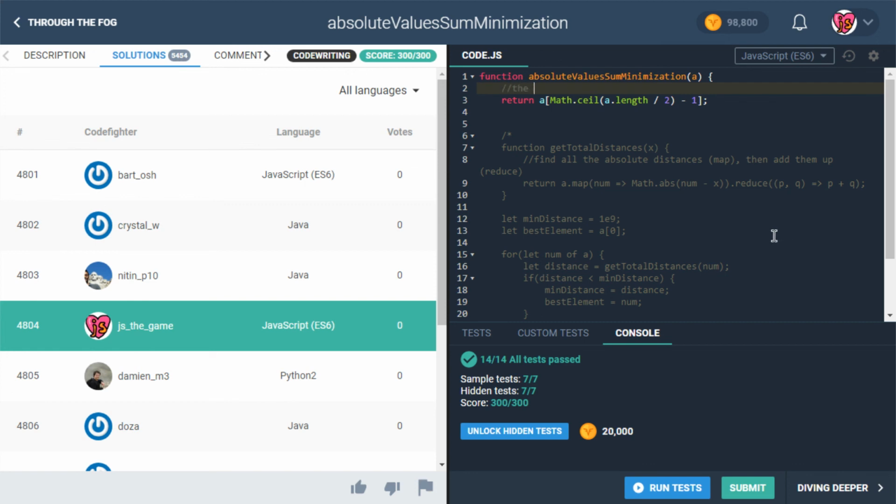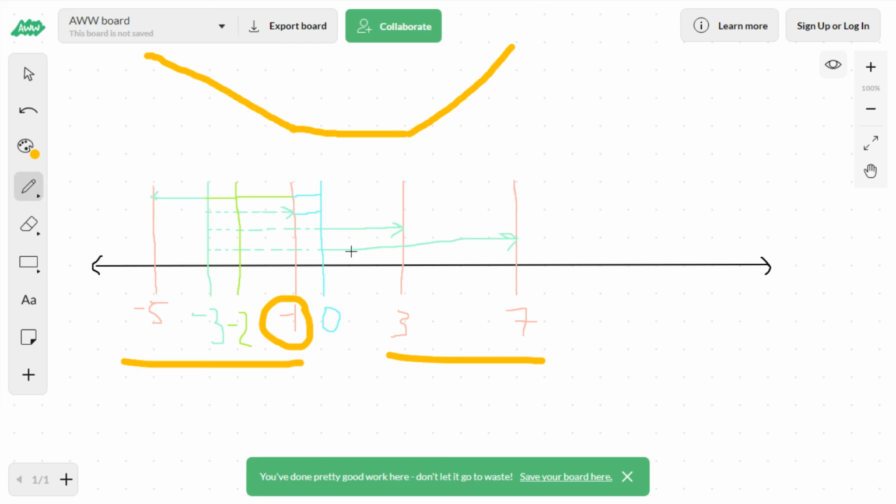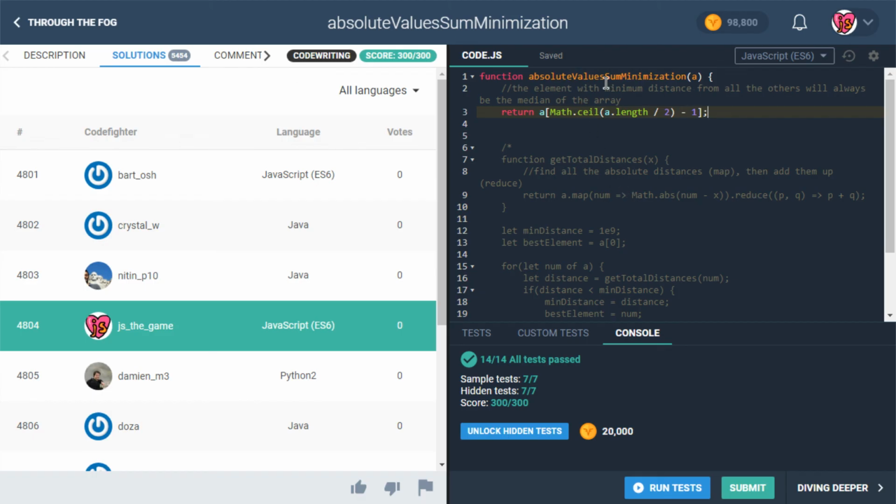So, the element with minimum distance from all the others will always be, maybe I didn't have to do it. I'll let it just wrap around naturally. Okay, will always be the median of the array. There we go. That kind of explains it, I think, right? We can get into more detail, like try to draw a little ASCII art of this or something like that, but I think this is probably good enough.